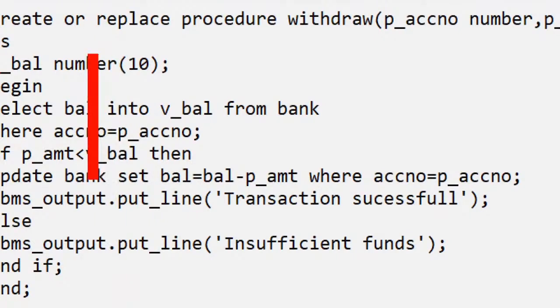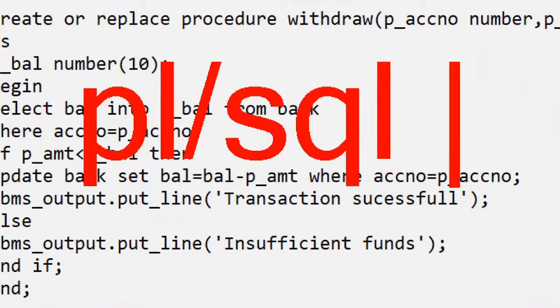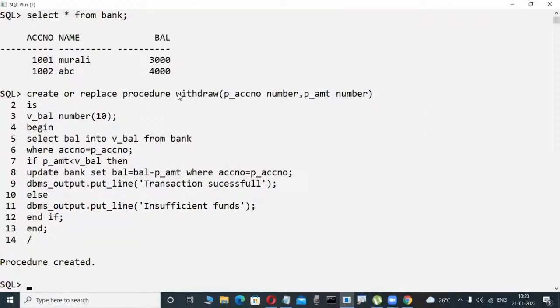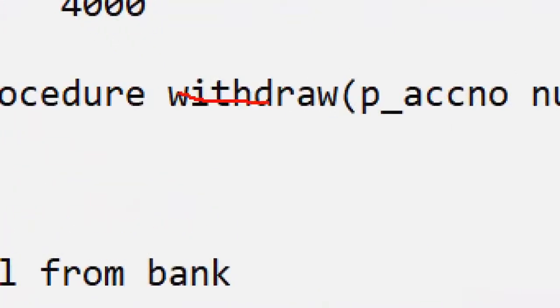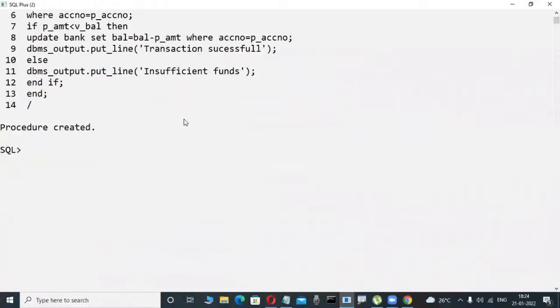These types of codings are called PLSQL coding. It's a little bit like programming. PLSQL coding only. Once I'm developing this withdraw procedure, I try to check it, like the ATM transactions I mentioned in the previous case. Now check it out. Observe it here. I try to check something here.